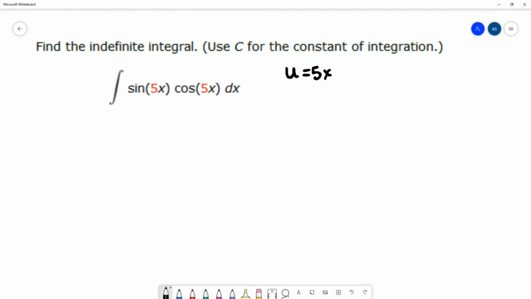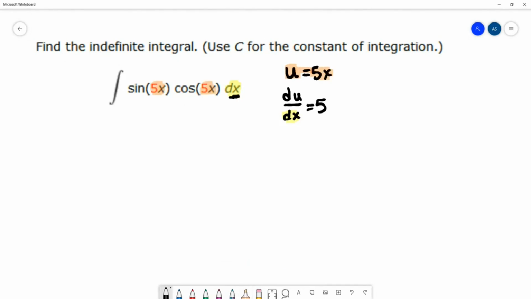When you make your variable change, when you make your substitution, you have to change what variable you're calculating the antiderivative with respect to. So we need to calculate the derivative of u with respect to x, and that's going to be 5, so that we can make that variable change for the dx as well. So I'm going to make the substitution that I have so far.